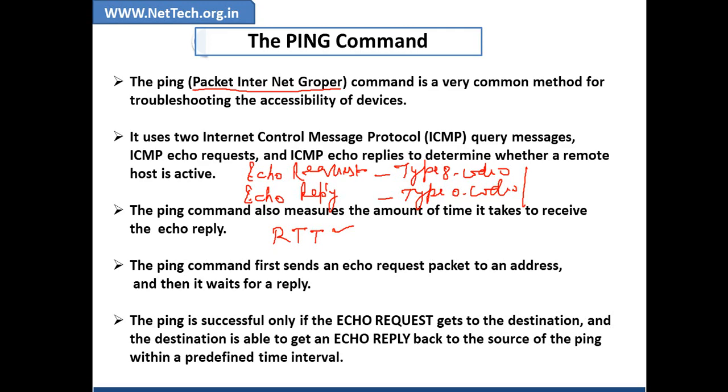The ping command first sends an echo request packet to an address and then waits for a reply. Ping is successful only if the echo request gets to the destination and the destination is able to get an echo reply back to the source of the ping within a predefined time interval, which is by default 2 seconds in Cisco IOS, and this is basically your timeout time, right?